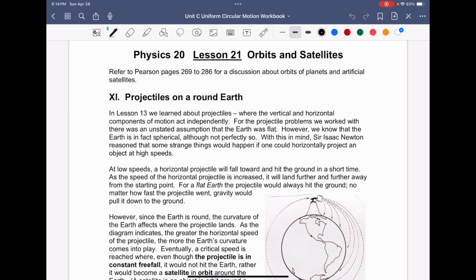But for the most part, when we talked about this centripetal force being classified specifically as Fg, I alluded to the fact that we're going to talk about this in orbits and satellites. So here we go. Here's one of our classifications for centripetal force.